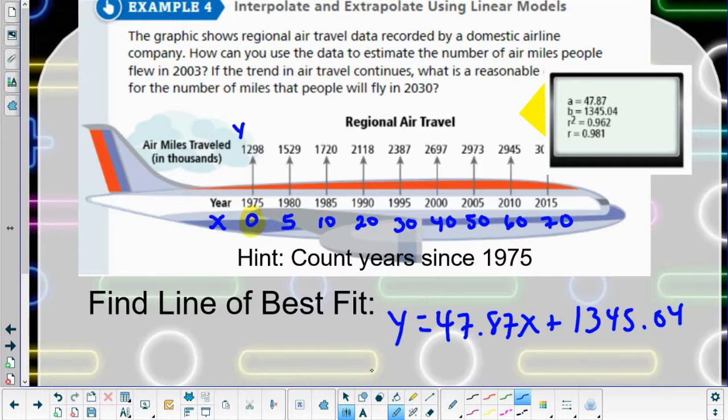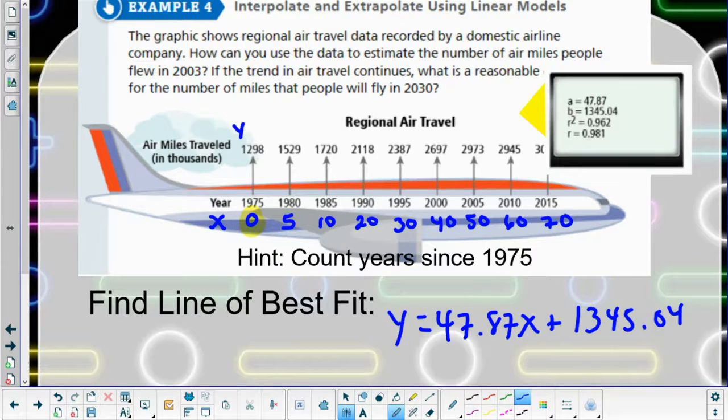Okay, so what this tells us is that roughly for every year, people were traveling about 48 miles, or 48,000 miles. And that this is the rough start point for year 0, which is 1975. So that's what you should have gotten for this one.